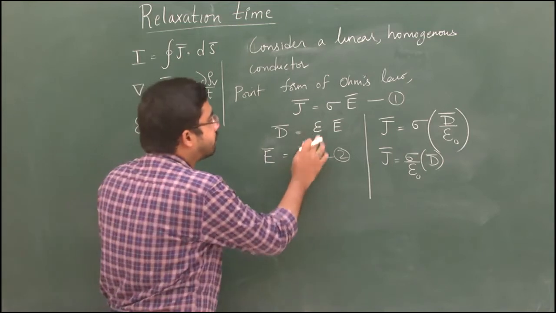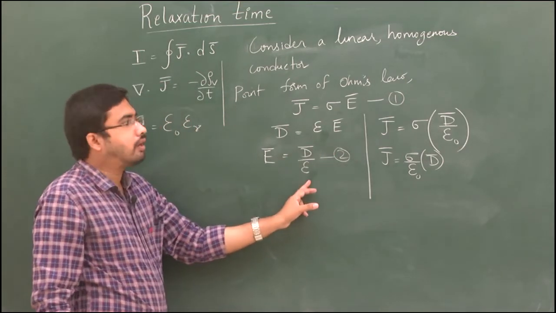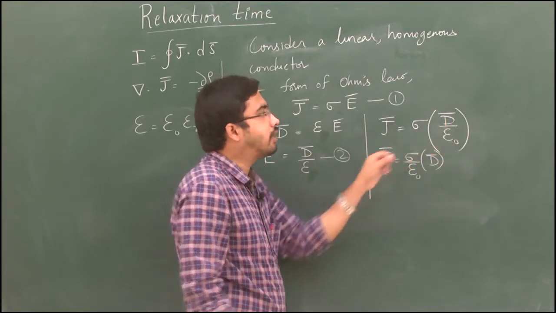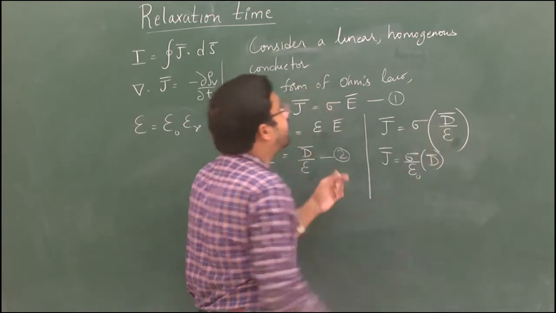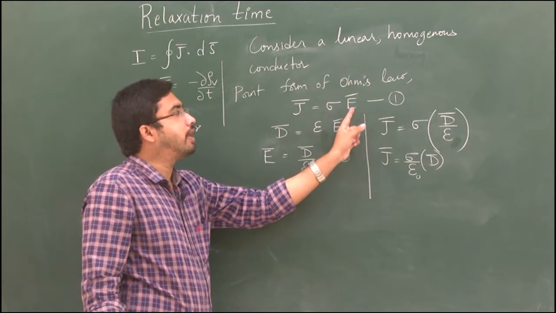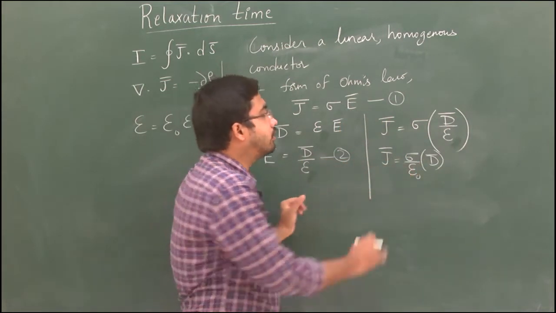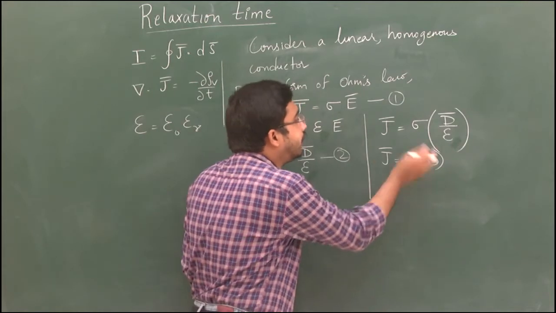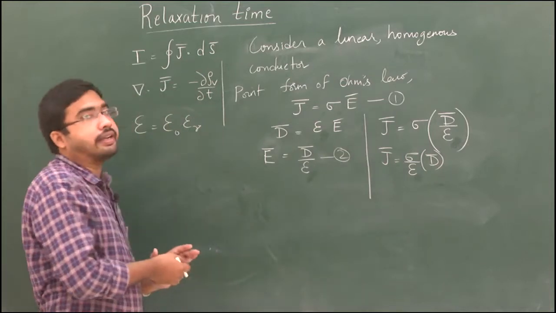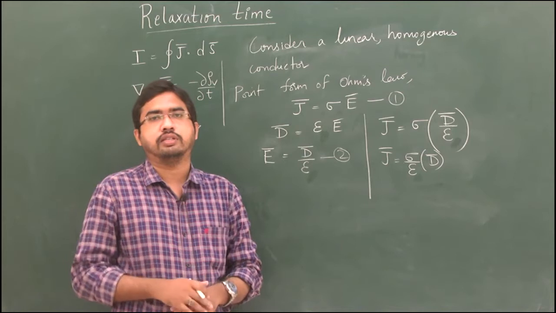So if you substitute epsilon, you get E bar equal to D bar by epsilon. In the point form of Ohm's law, J bar equal to sigma E bar, in the place of E bar I substitute D bar by epsilon. So that is J bar equal to sigma by epsilon into D bar. Keep this relation aside.